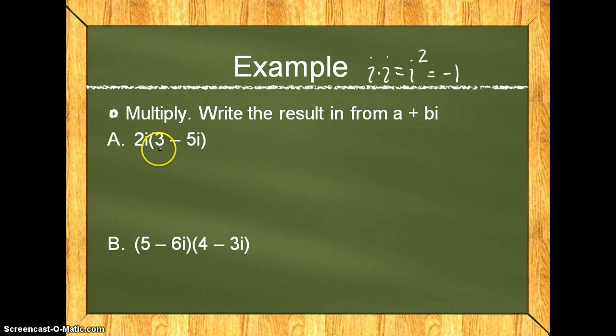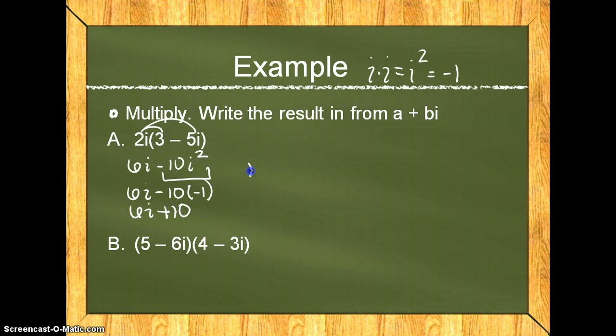So again, 2i times 3 minus 5i, you need to distribute in the 2i. 2 times 3 is 6i. And then 2 times negative 5 is negative 10. i times i is i squared. As I just said, this needs to change because i squared is equal to negative 1. So 6i minus 10 times negative 1 is 6i plus 10.